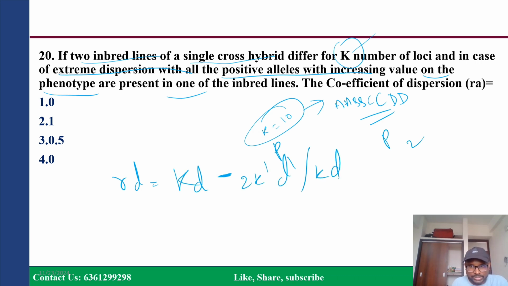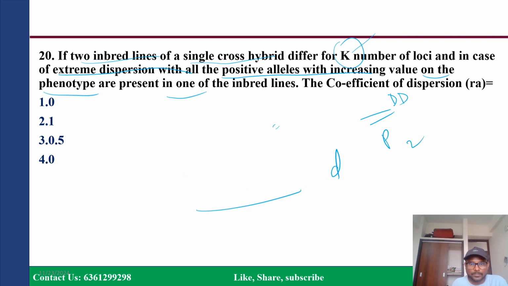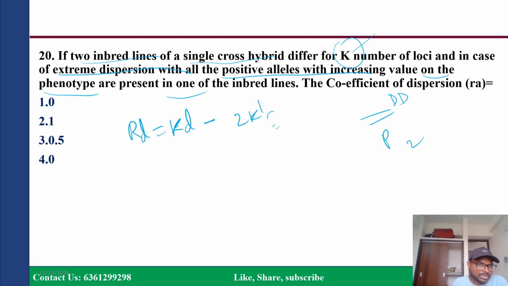I am also writing by seeing actually. Sorry. rd, rd is equal to kd minus 2k dash d by kd.